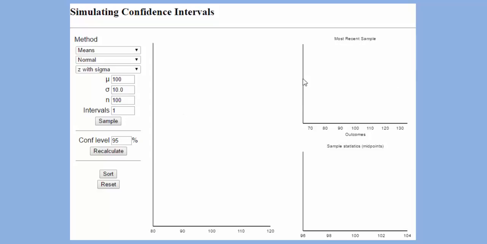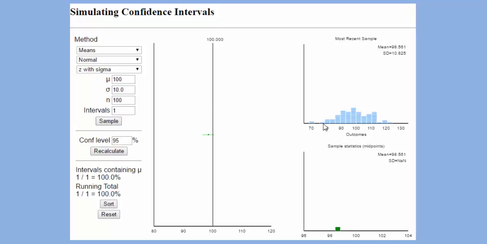What's going to happen is over here, it's going to show you the sample. Here, it's going to show you the sample statistic, just the mean for this sample. And then it's going to plot a confidence interval over here and show you how it corresponds to the, in this case, known population mean. So I'm going to sample. And again, you can see here's my sample of 100, a little histogram there. And the mean is 98, so it plots it on here.